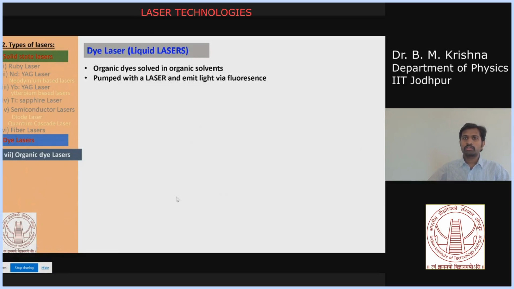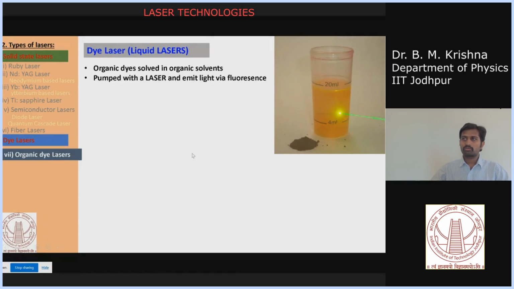In principle, we generally use organic dyes dissolved in organic solvents. You prefer the active medium with the wavelength of absorption you need, then you select the wavelength of emission. Accordingly, you choose the dyes for your applications. When you pump the dye with a laser or flash lamps, the dye will emit fluorescence. Now if you see, this is a rhodamine 6G dye.